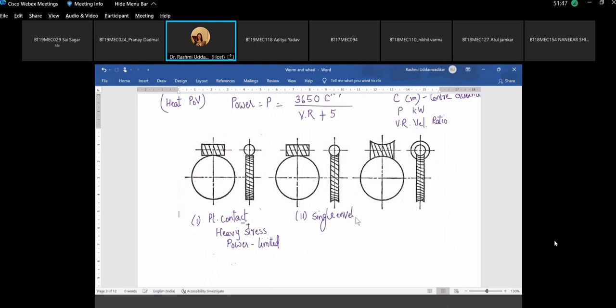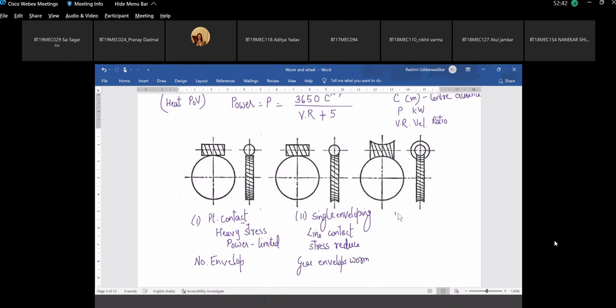What is the advantage of this? This is known as no enveloping or no envelope. Why do you want this to envelop this? Why do you want the wheel to envelop the worm? So that the contact improves. Instead of point contact, now this is a line contact. And with point shifted to line, the stresses would reduce. Gear is enveloping the worm. Gear envelops the worm.